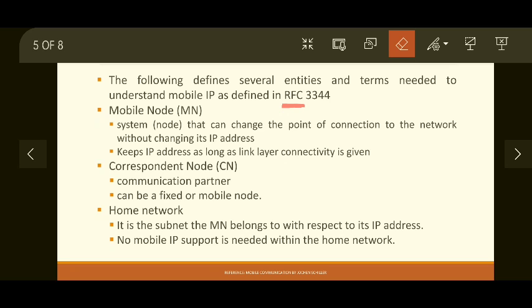So we have seen what a point of connection to the network is. Users which are mobile will change their point of connection to the network, and while doing this they will not change their IP address. Such users will be known as mobile nodes. These users will keep their IP address as long as link layer connectivity is given. So as long as the data link layer is maintaining the connection, the IP address will not change.